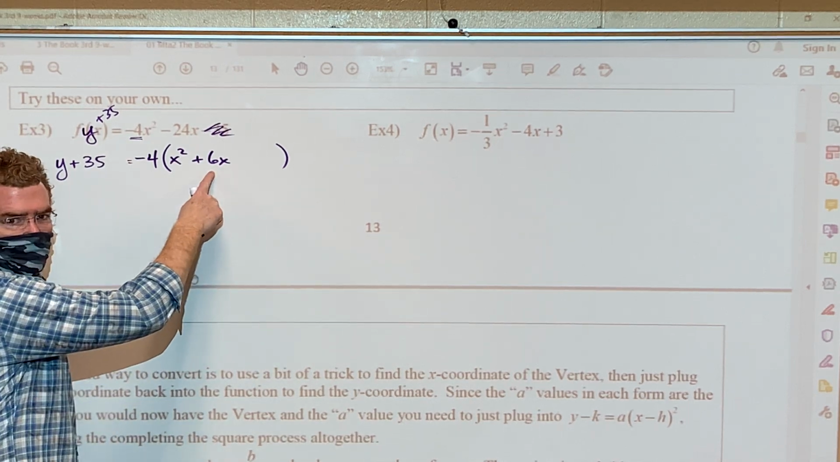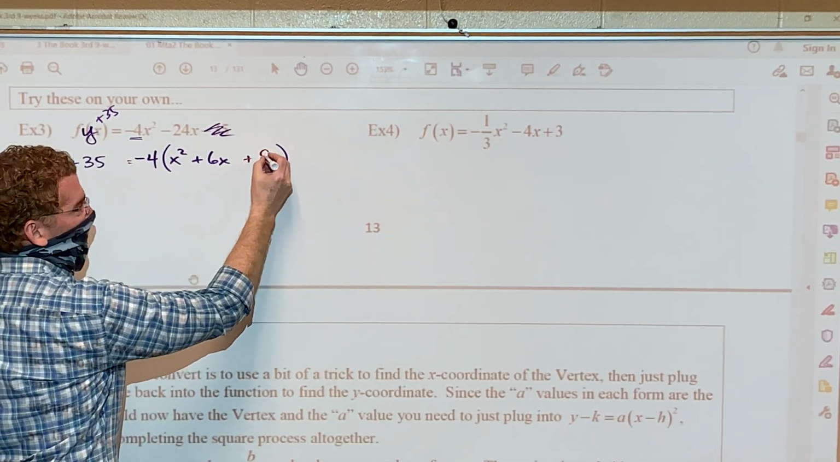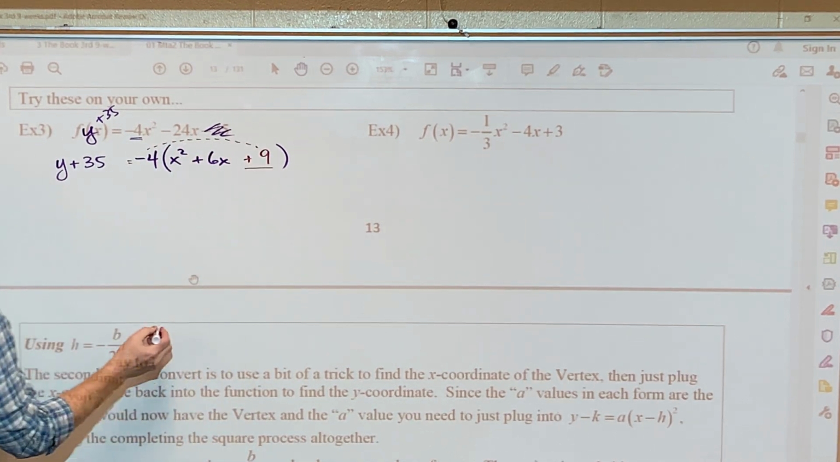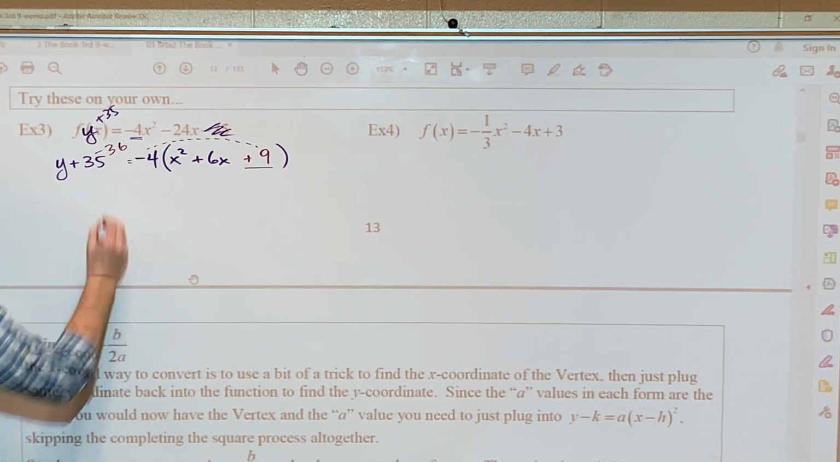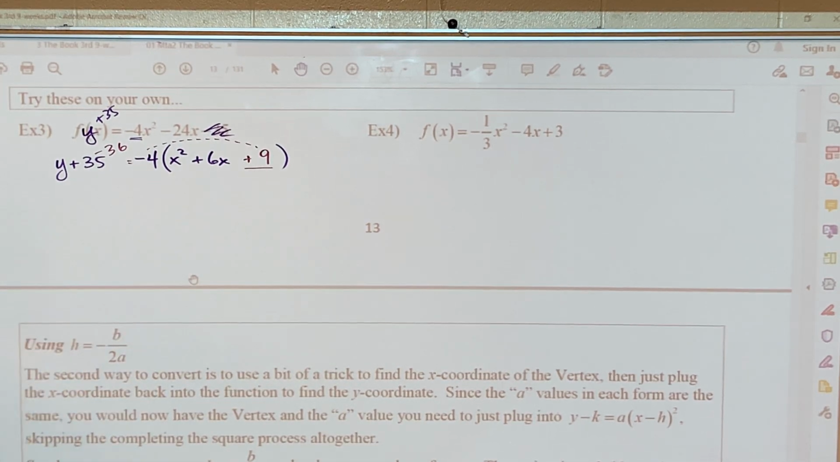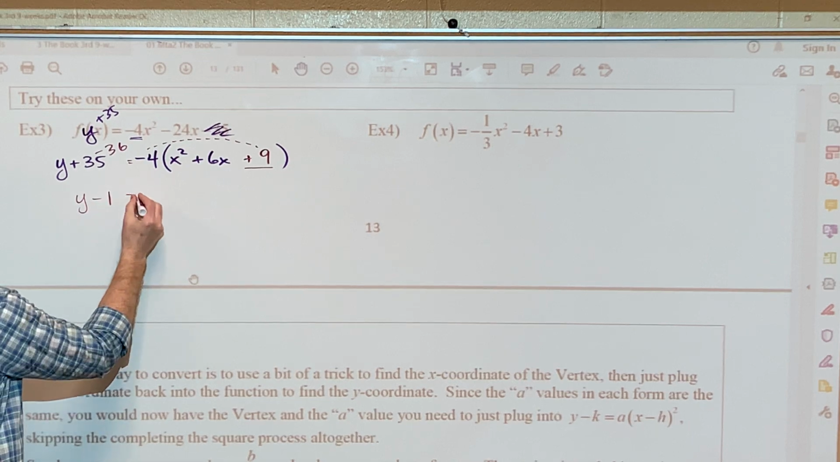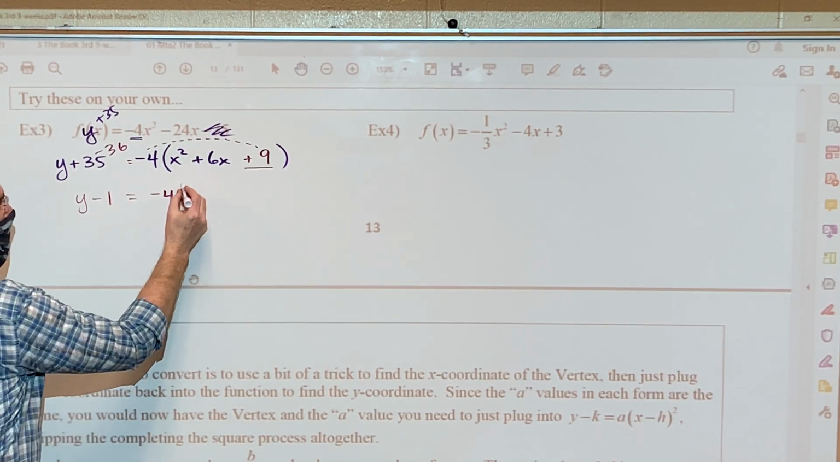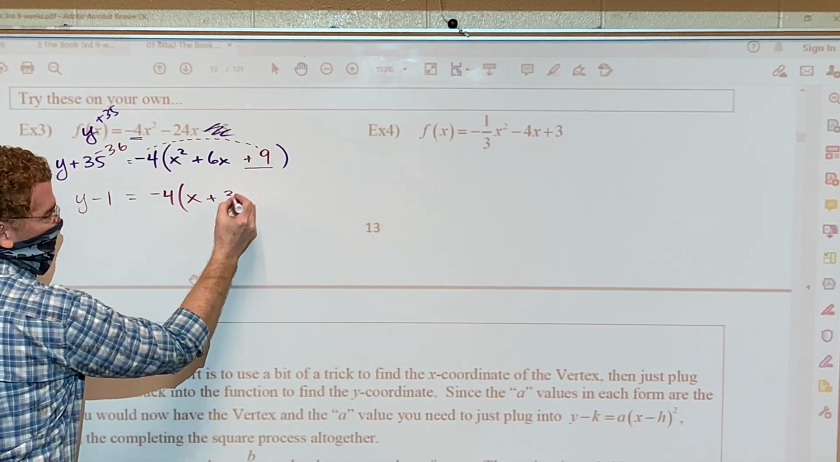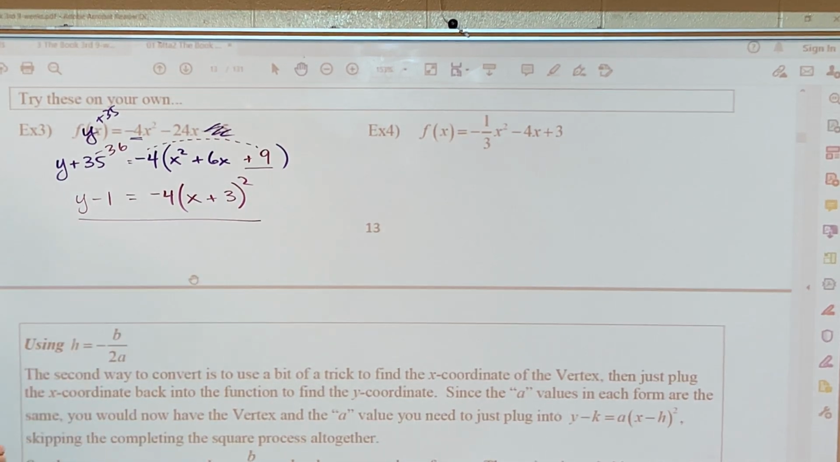Half of that's 3, square it's 9, but did I add 9 here? No. What did I really add? 36. -36, so I have to balance it with a -36. I'm keeping it balanced, right? It's math, it's algebra. So that gives me y minus 1 equals -4, and how does that factor? (x plus 3) squared, and there's your parabolic form.